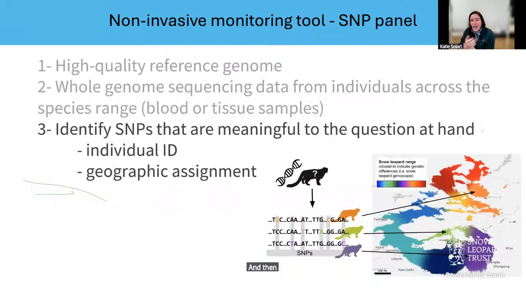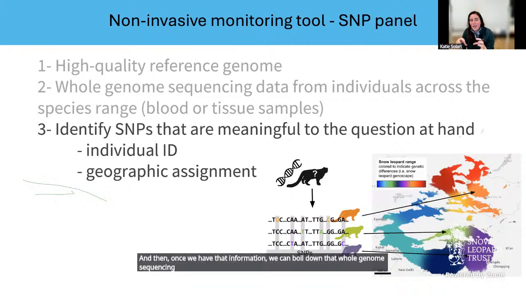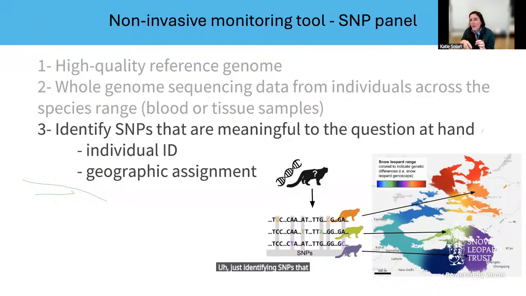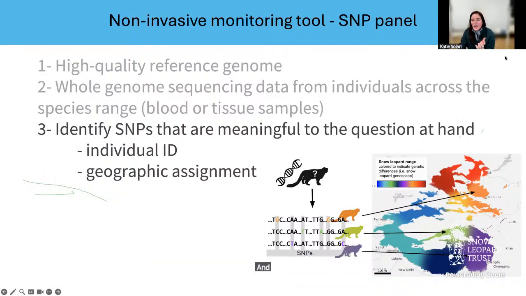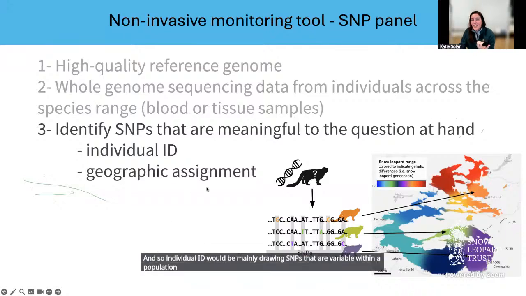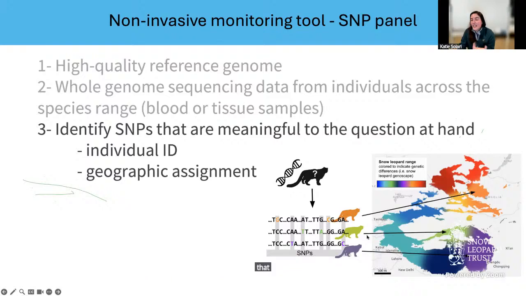And then once we have that information, we can boil down that whole genome sequencing information to just identifying SNPs that are meaningful to the question that we have at hand. So the two main questions that I'll be talking about are individual ID and geographic assignment. And so individual ID would be mainly drawing SNPs that are variable within a population, whereas geographic assignment would be drawing on SNPs that are really diagnostic of different populations in the snow leopard range.